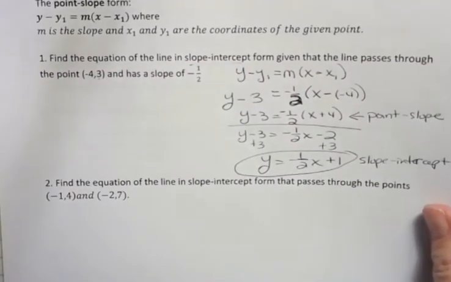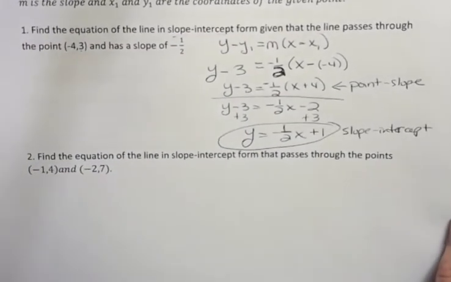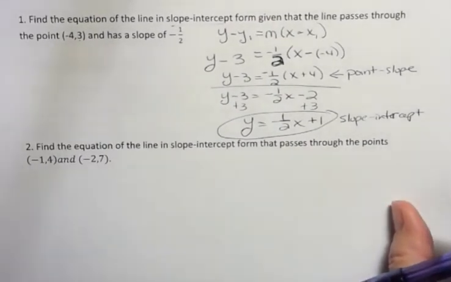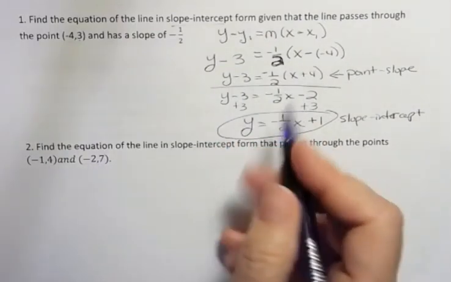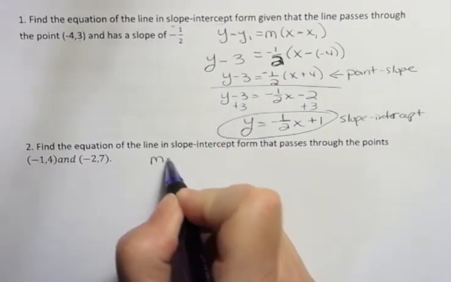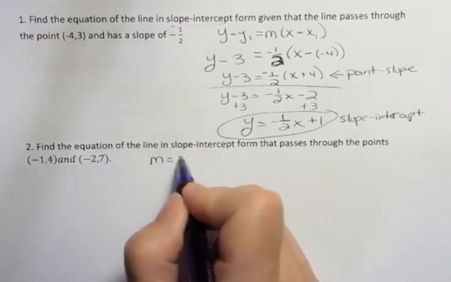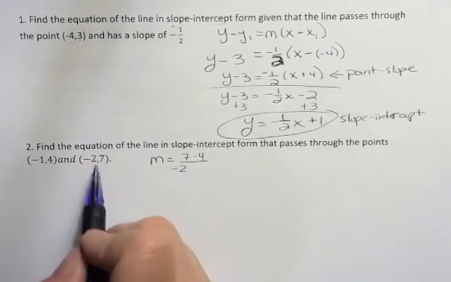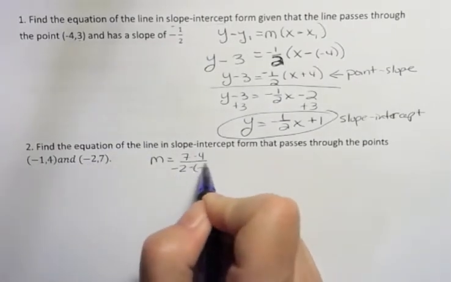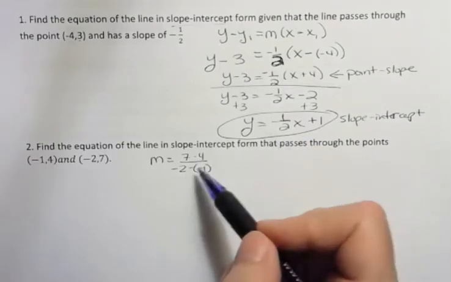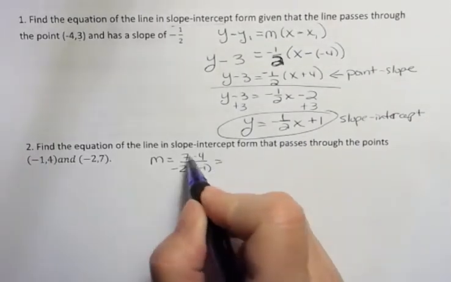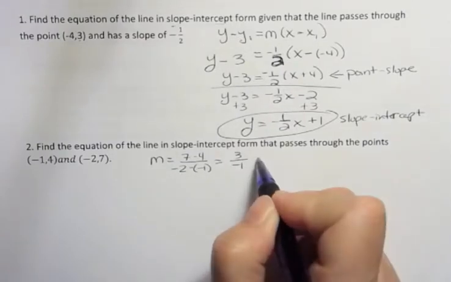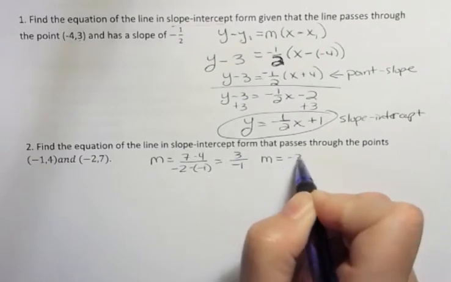There are other ways to get to that. And if you know a different way and you're not asked for point-slope, then that would be fine. Find the equation of a line in slope-intercept form that passes through these 2 points. Well, I need a slope. So I'm going to start off by finding the slope by subtracting the y's on the top, 7 minus 4, and the x's on the bottom, negative 2 minus negative 1. Be careful, it's minus already. Minus a minus is going to make that plus. 7 minus 4 is 3. Negative 2 plus 1 is negative 1. Which means my slope is negative 3.